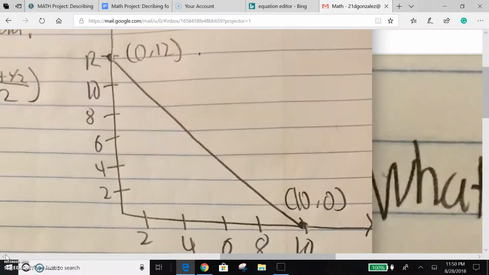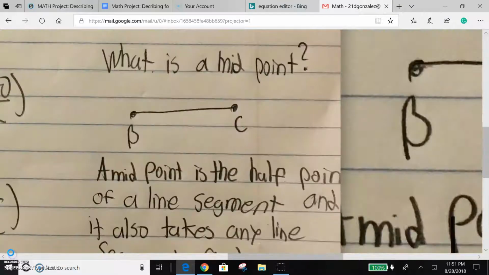On our coordinate plane, we have a line segment, as well as points, which are the endpoints of the line segment, that are (0, 12) and (10, 0). What we're going to do with these coordinates is plug them into the midpoint formula. Before we plug the coordinates into the midpoint formula, let's ask what a midpoint is.